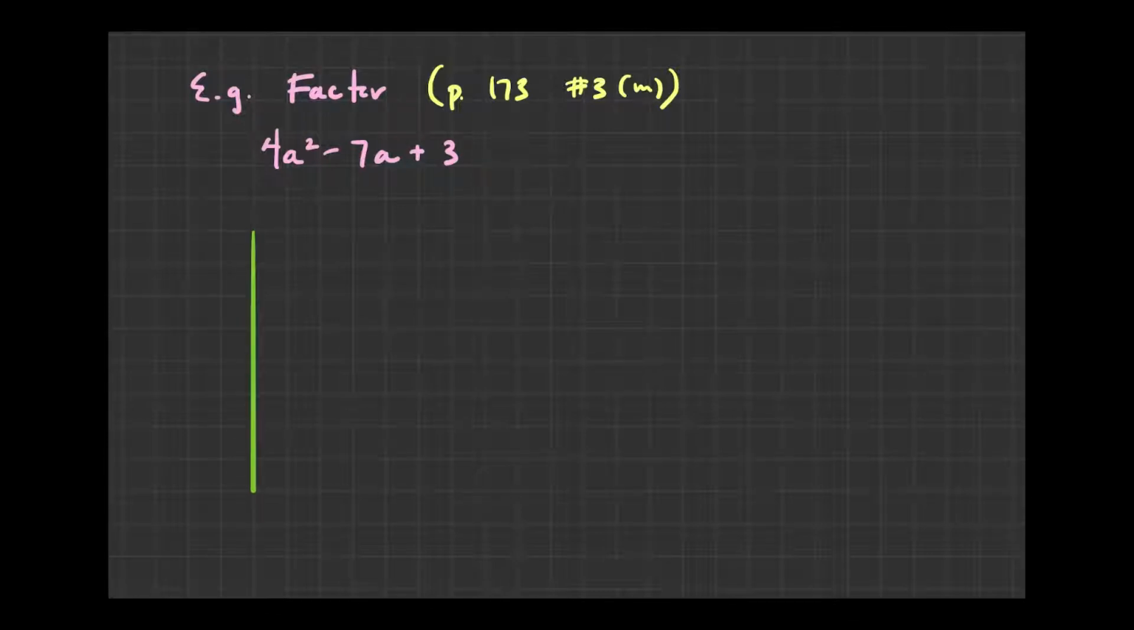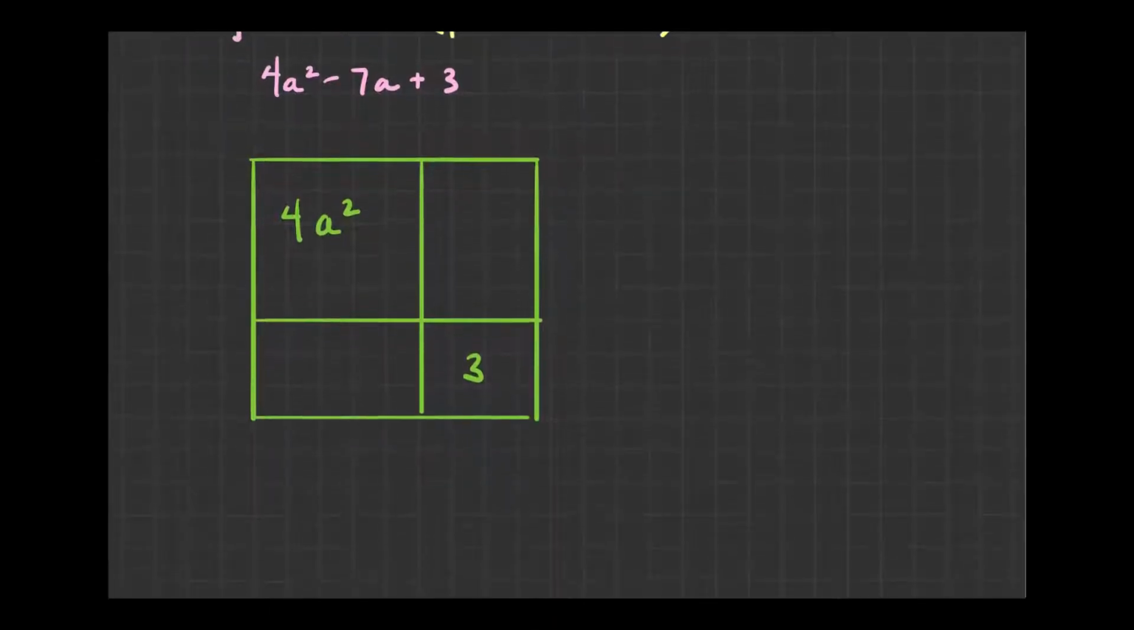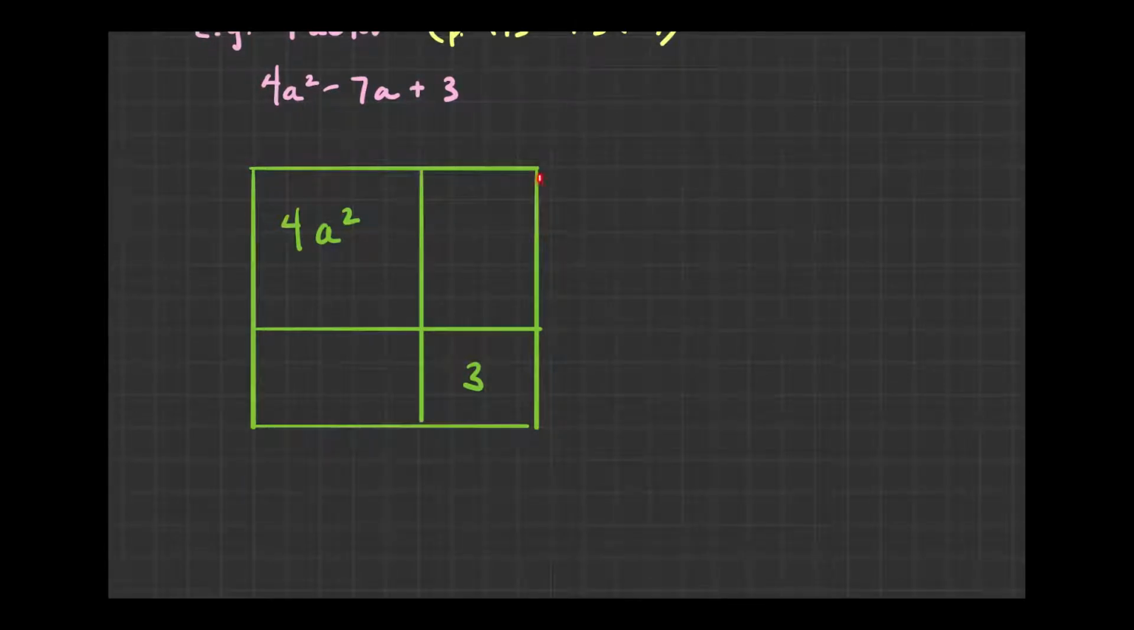I'm going to make myself a little rectangle here, big enough that I can draw in it. So here are the other portions of the rectangle. In the first part, I've got my square part, so this is going to be 4a squared. And then here I've got my 3. I need to figure out what all these different sides are, right? Once I've got these sides, then I think it'll be good.